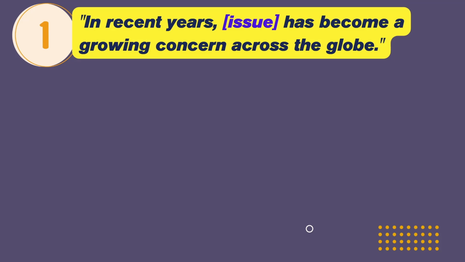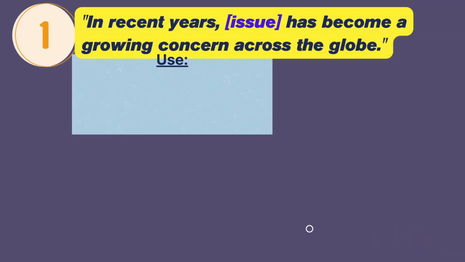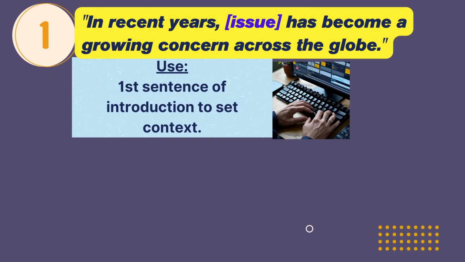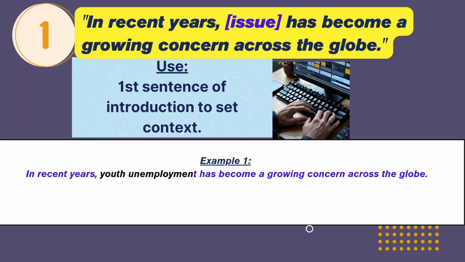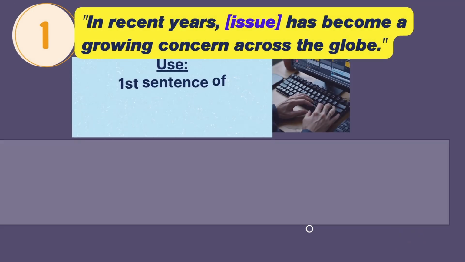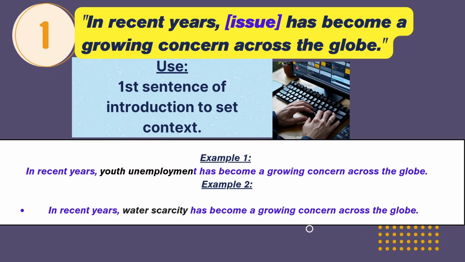In recent years, and here you bring up your problem, the problem has become a growing concern across the globe. You can use this in the first sentence of your introduction to set the context. For example, in recent years, youth employment, which is a problem, has become a growing concern across the globe. So this is a general statement and it introduces your problem or your topic to the examiner. Another example would be, in recent years, water scarcity has become a growing concern across the globe.